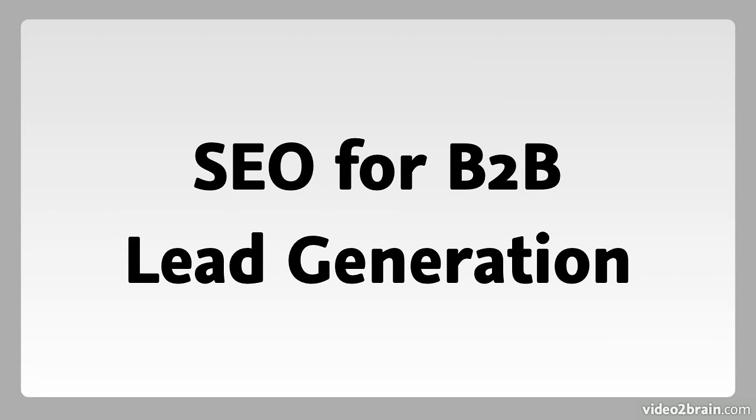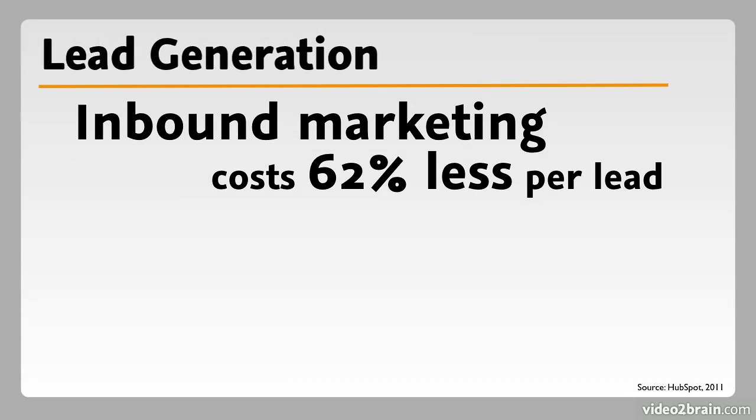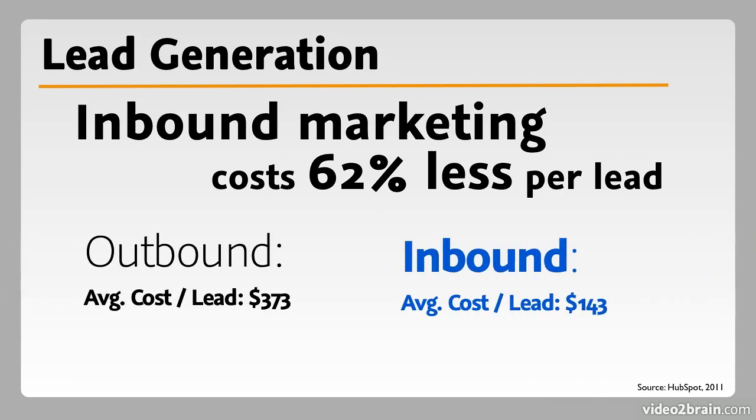If you're operating a lead generation site, then you've got some unique issues that you need to deal with. Now, the great thing about lead generation, the internet has changed everything because inbound marketing costs 62% less than typical direct marketing. Outbound marketing, such as direct mail, television, radio, newspaper, the average cost per lead is about $300, whereas inbound marketing, such as search marketing, costs drastically less.